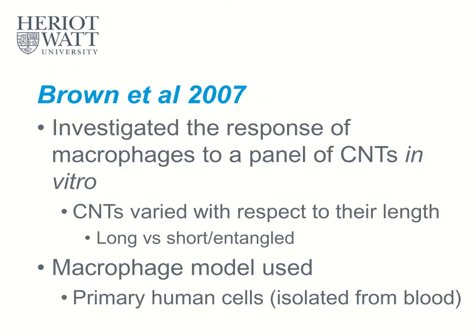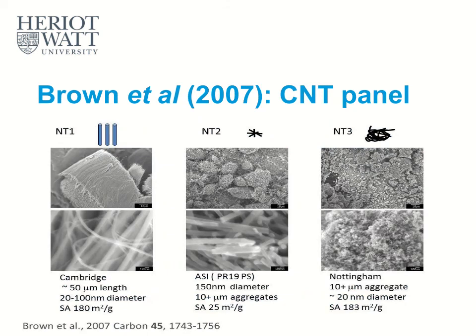So this study, conducted a few years ago now, was really like the animal study I just showed you. They took a panel of different carbon nanotubes. So some were quite long and thin here, like 50 microns in length. This one is like 10 microns, but they interact with each other, and then this one's just a big mess. They're all agglomerated or aggregating together.